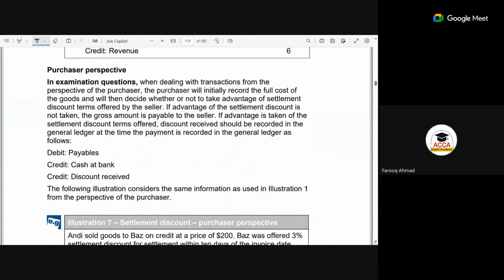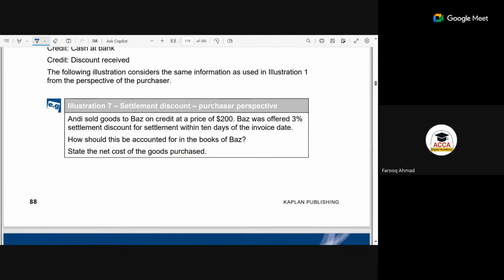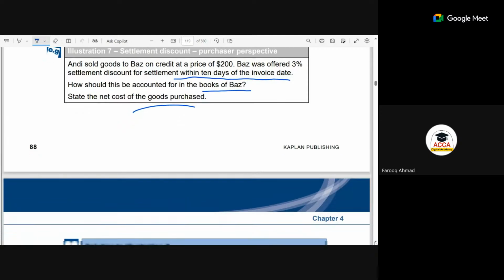Purchaser perspective: how the purchaser will keep this in their books of accounts. Settlement discount, purchaser perspective. BAS bought goods on credit for 200 and was offered a 3% settlement discount for settlement within 10 days of the invoice date. How should this be accounted for in BAS's books? How is it accounted for?